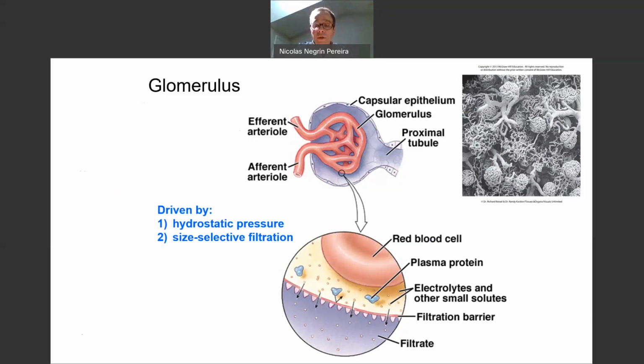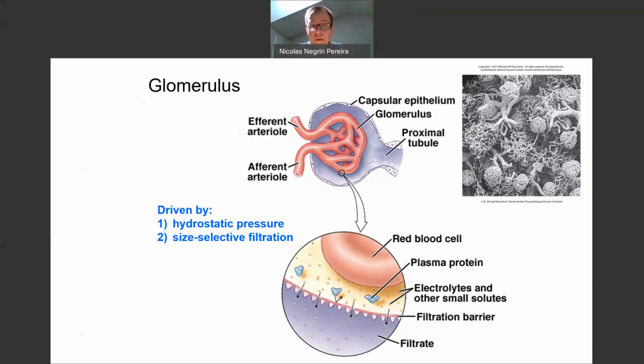So which are these components that will be retained? Well, of course, the red blood cells, white blood cells, then plasma proteins like albumin, like immunoglobulins, and what is going to go through this filtration barrier will be mainly electrolytes and small solutes, and that will produce a filtrate, which is a fluid we can define as almost devoid of proteins.